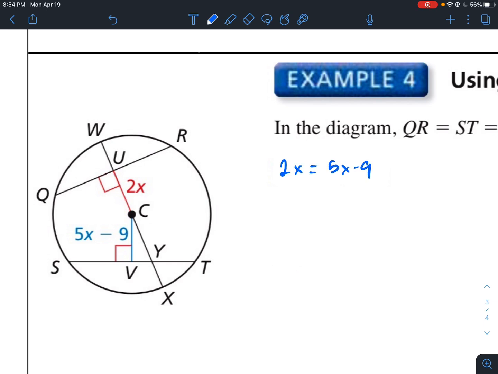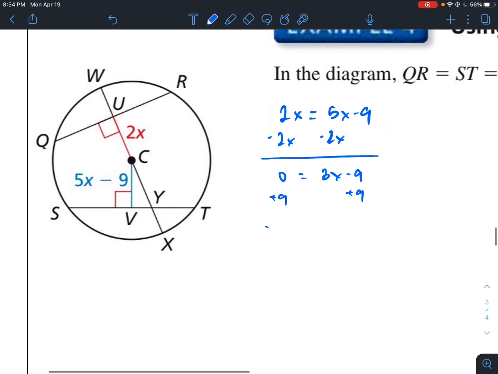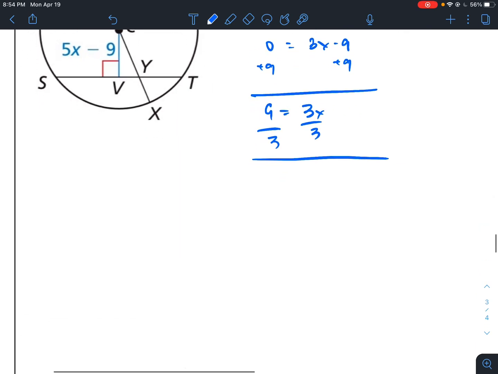Again, because we know that this chord and this chord are congruent, that means they are equidistant from the center. So knowing that, let me subtract 2x from both sides. So this would be 0 is equal to 3x minus 9, plus 9 plus 9. So I get 9 is equal to 3x. Divide by 3, divide by 3. And I should get that x is equal to 3.